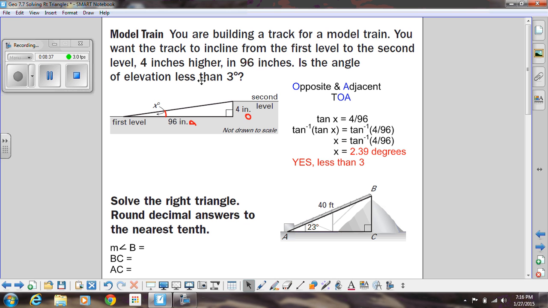This happens a lot when we have ramps or anything. There are a lot of codes on how to build ramps. You don't want something to be too steep for people to walk up, or if you have like a wheelchair ramp, you don't want it to be too steep.